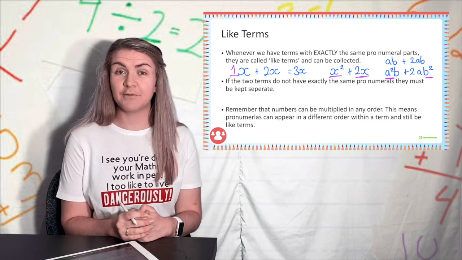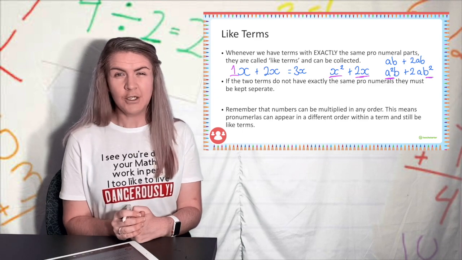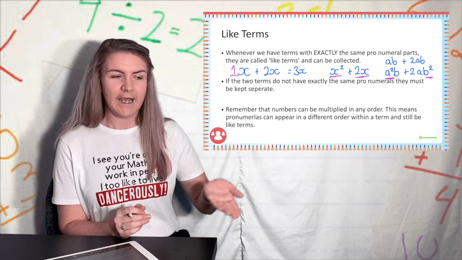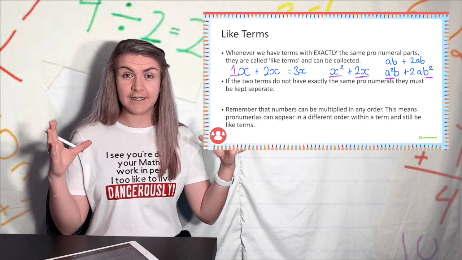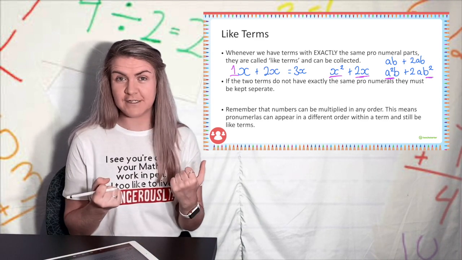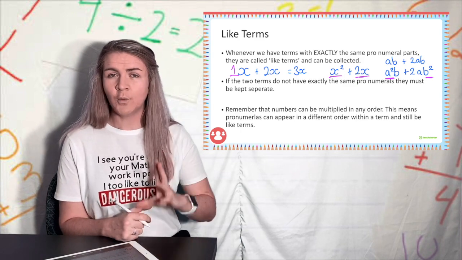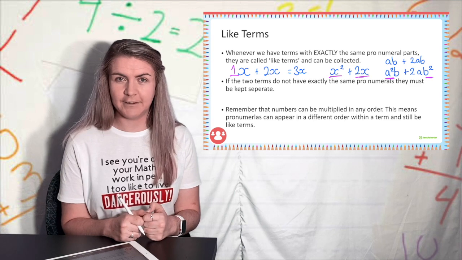In this sort of examples, we're going to have those long sentences, those expressions as our answer. We're not trying to figure out one number as the solution. We're just trying to take an expression and make it a little bit more simple. But if the pronumerals are different, we have to leave them separate. There's only one time when it can be a little bit like we're breaking the rule.